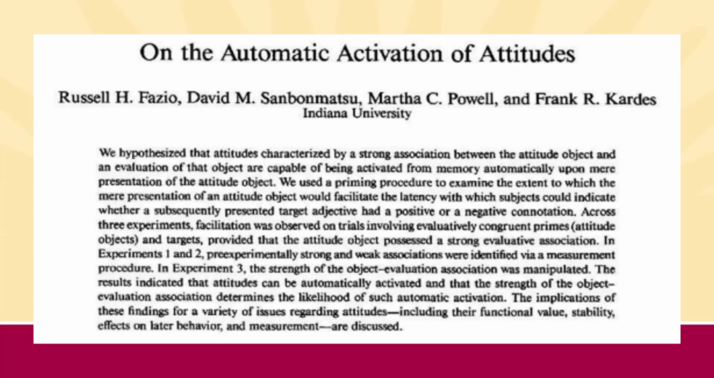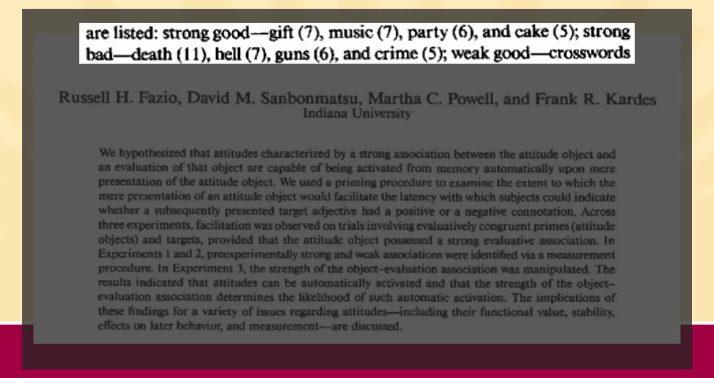The next research in the timeline brings it a little bit back closer to what we think of as the IAT. Now we're looking at the automatic activation of attitudes. This study uses two different kinds of things, priming based on concrete objects and abstract concepts. And again, here are those strong good and strong bad primes. Gift, music, party, and cake are strong good primes. Death, hell, guns, and crime are strong bad primes. Also sounds like a great name for a metal band.